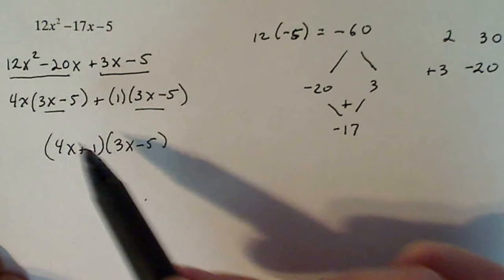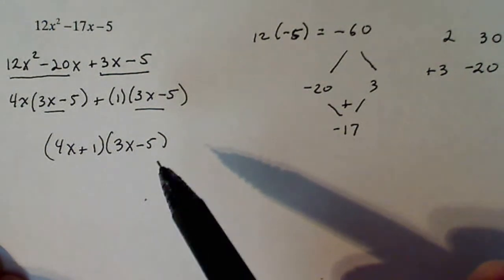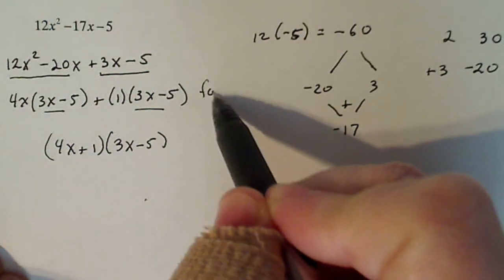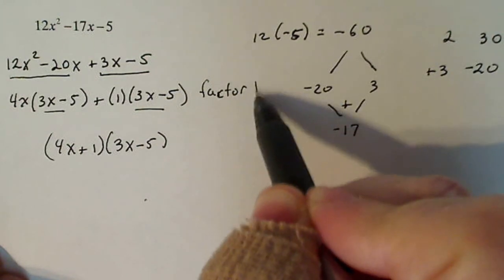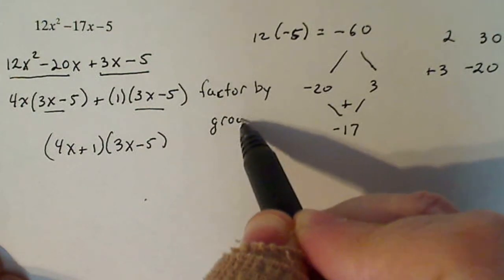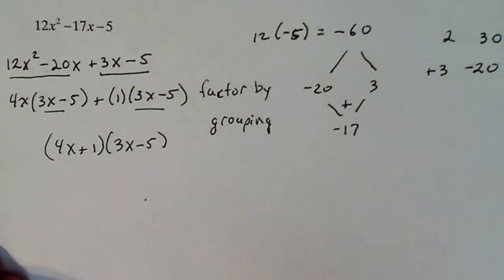So here we go. Non-guessing and checking method using factoring by grouping that may help distill fears of factoring a trinomial.